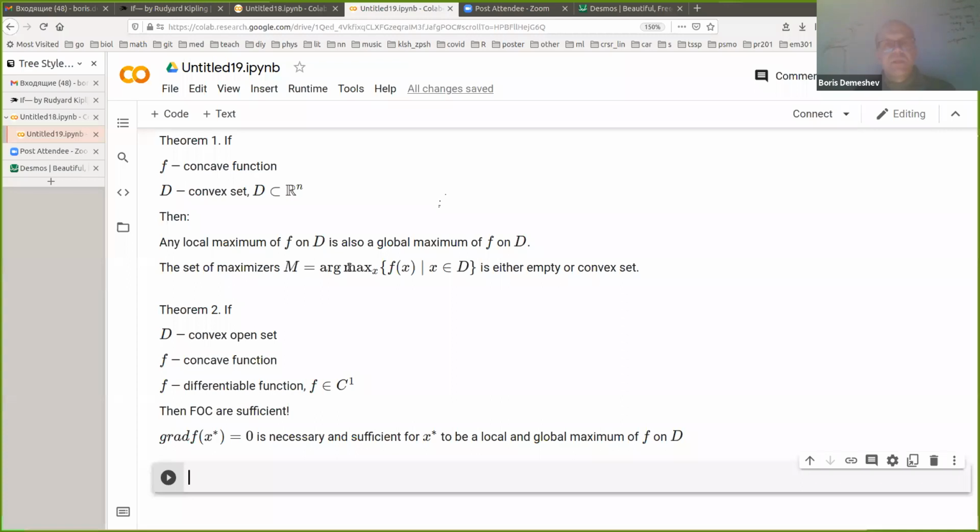Okay, the second theorem is clear. So if we add a little bit to the first theorem, what is added? Now D is not only convex, but it is also an open set. f is concave and differentiable on D, and then bingo, first order conditions are sufficient. That means you just check that the first derivative is 0, and you say, "I have found a global maximum."